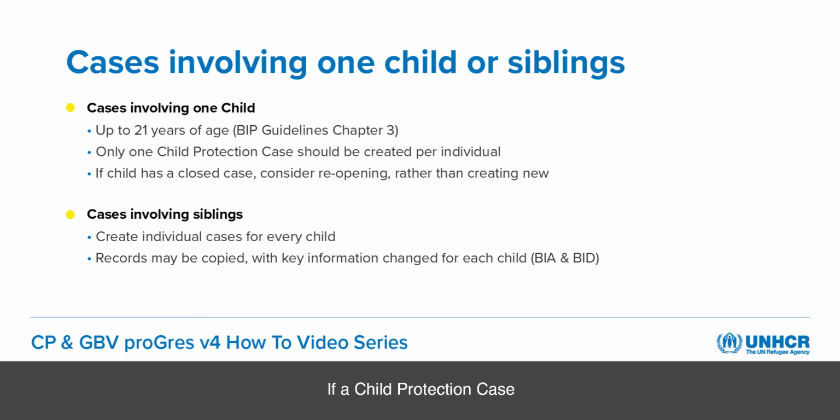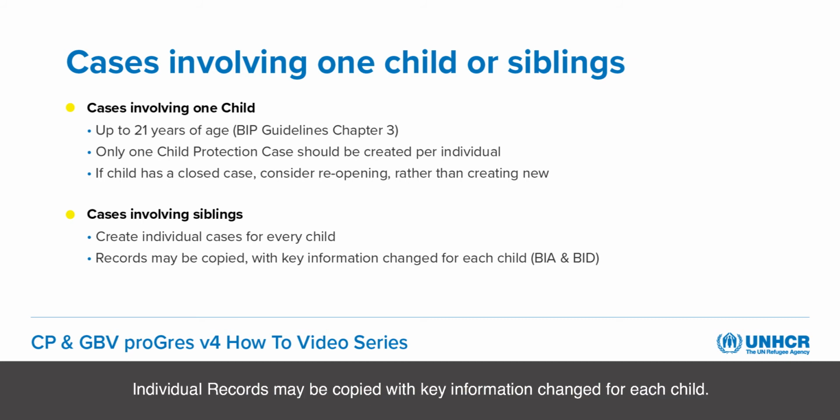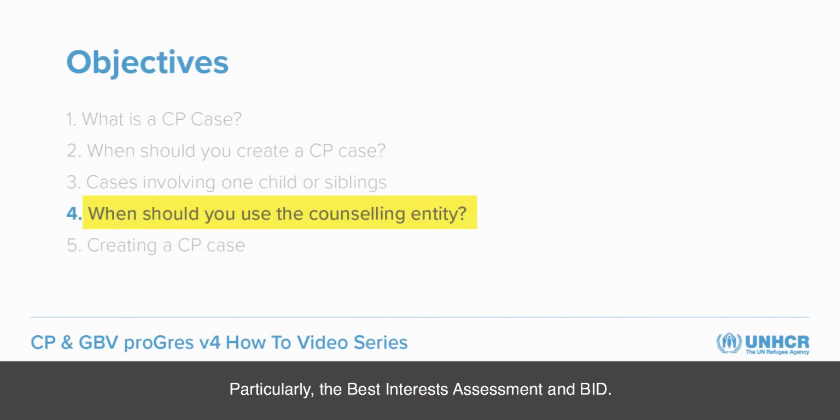If a child protection case concerns more than one child in a family, create individual child protection cases for every child. Individual records may be copied with key information changed for each child, particularly the best interest assessment and BID.